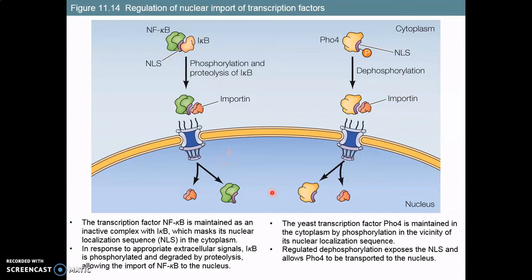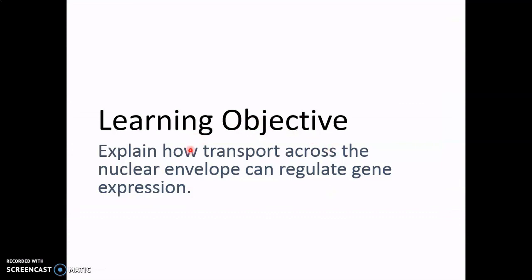So this is just yet another level that we can regulate when and where to turn on and off particular genes. So now hopefully you'll be able to explain how transport across the nuclear envelope can impact gene regulation or regulation of gene expression.